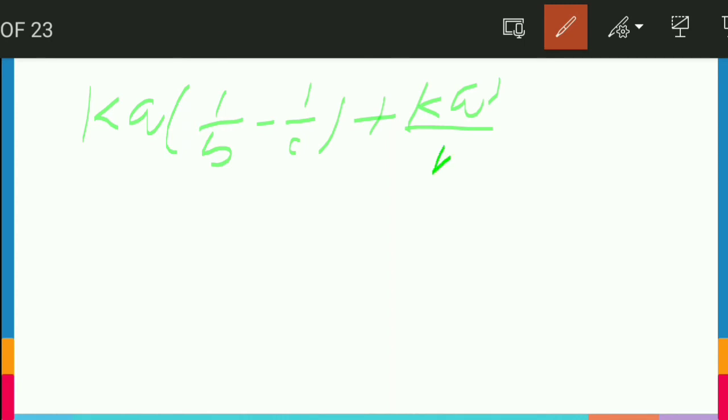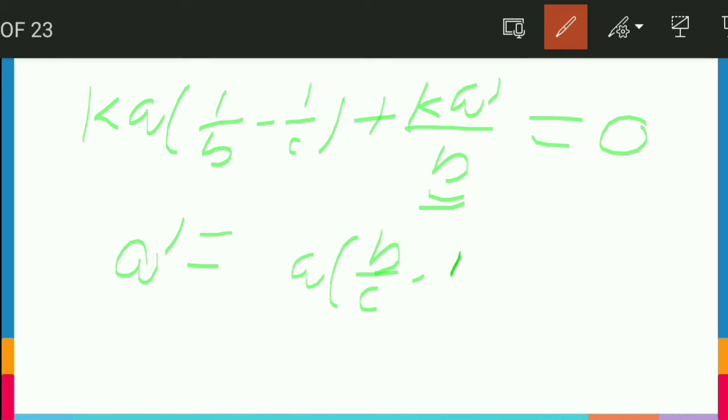So friends, what we can write, the excess potential we have got is kq upon 1 by b minus 1 by c, plus k q dash upon b. Why have I written b? Because the charge was supplied by the earth to the b, and it is going to be 0. So when you do this, you will get q dash equals q times b by c minus 1.